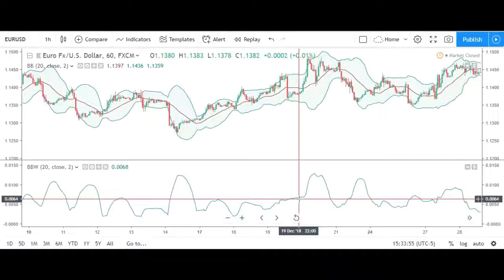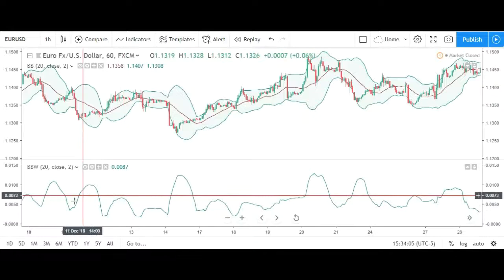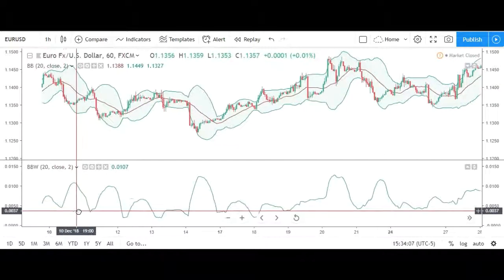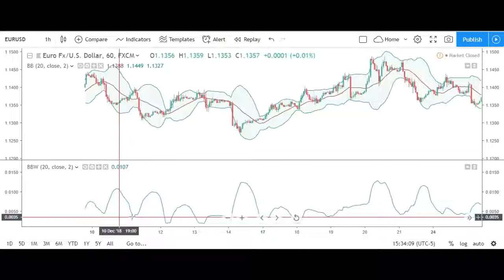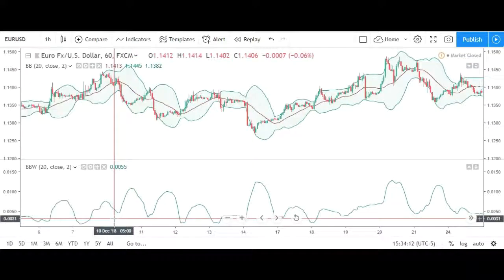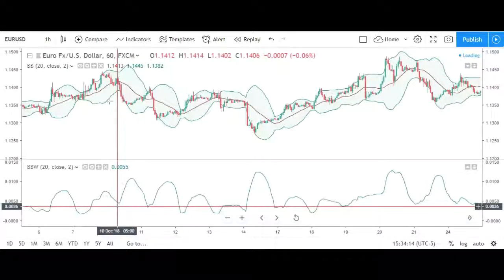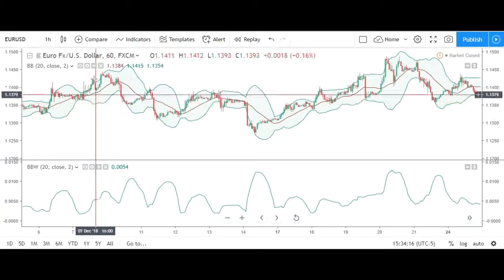or whatever you want to use to find where it might have a reversal of the trend, or where you might want to use it to continue a trend. It really depends on where the market is. But using the Bollinger Band width is a good way to determine when there's going to be large movements in the market, because really this is a measure of volatility.